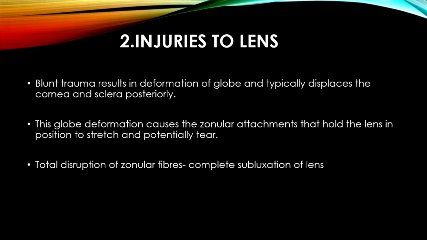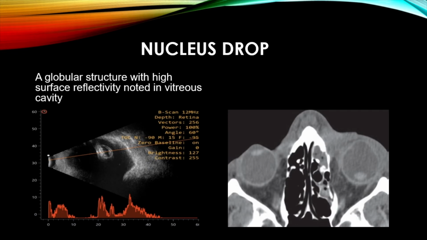Then in blunt trauma, there could be injury to the lens, because the blunt trauma results in deformation of the globe, and it displaces the cornea and sclera posteriorly. The globe deformation causes the zonular attachments to stretch and potentially tear. The total disruption of zonular fibers results in complete subluxation of the lens, whereas if some part of the zonular fibers are remaining, then that could be partial subluxation of the lens.